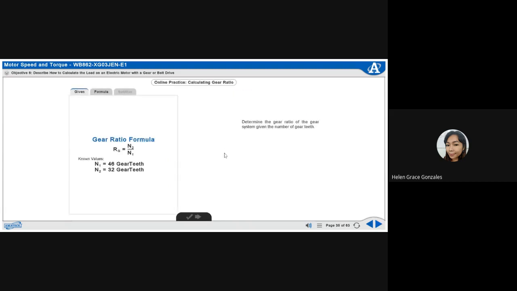Determine the gear ratio of the gear system given the number of gear teeth. Round your answers to the nearest hundredth. For example, round 1.025 to 1.03 and round 1.024 to 1.02.